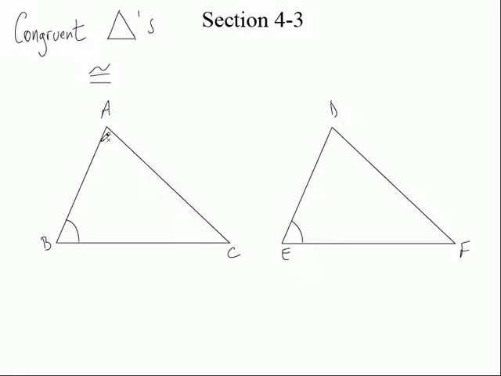What about angle A? I'll put two arcs at angle A. So what's equal to angle A over here? Angle D. All right. So angle D is equal to angle A, sorry. Do you agree? All right, talk to me now.